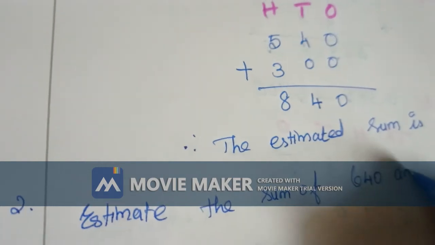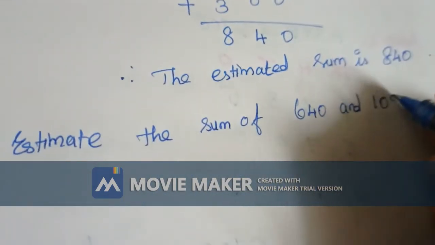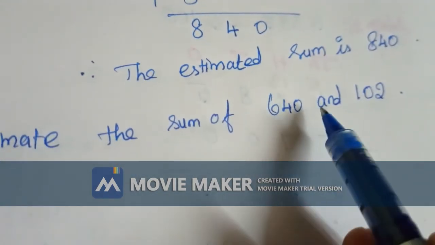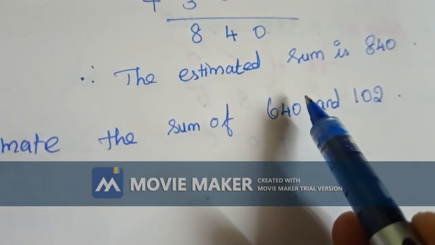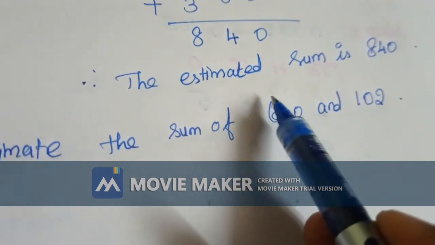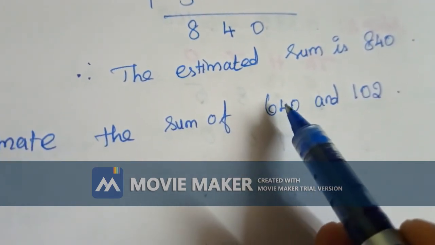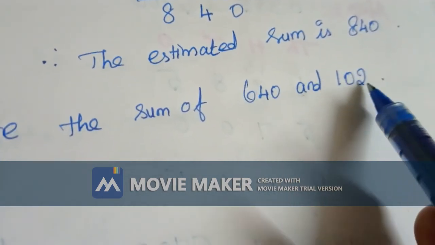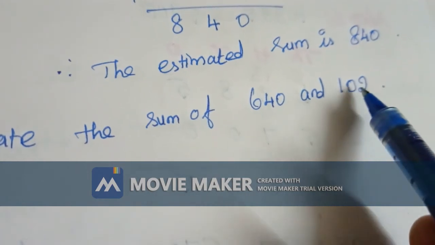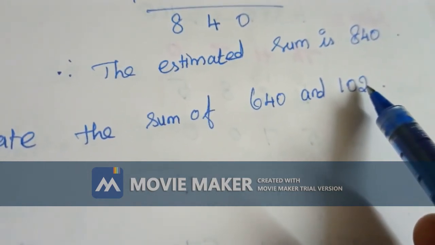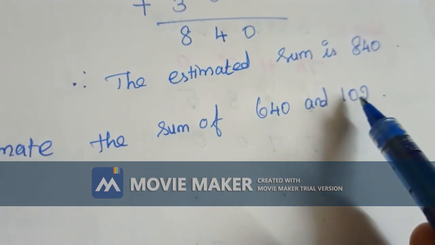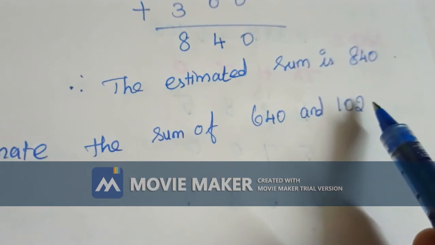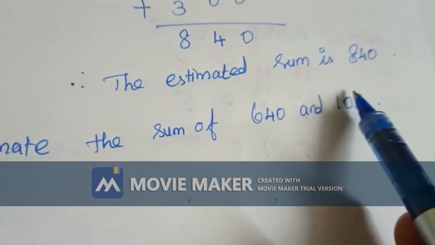Like this, children, now you have to estimate the sum for the second question: estimate the sum of 640 and 102. Here in 640 the ones place value is already 0, so you don't make any changes to this 640. But here the ones place value is 2, so this 102 is close to 100, not 110.